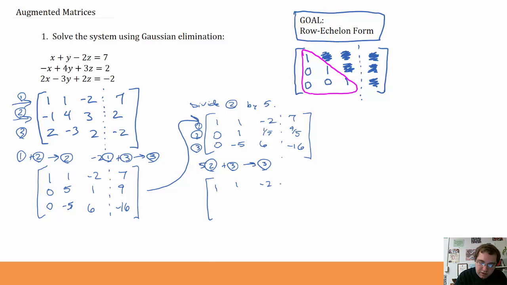So the top row doesn't change, and it won't change from here on. Second row doesn't change, and it won't change from here on. I'm now just working in the bottom row. I take 5 times the second row, add it to the bottom row. So 5 times 0 is 0 plus 0 is 0. 5 times 1 is 5 plus the negative 5 is 0. 5 times 1/5 is 1 plus the 6 makes 7. 5 times 9/5 is 9 plus the negative 16 makes negative 7.